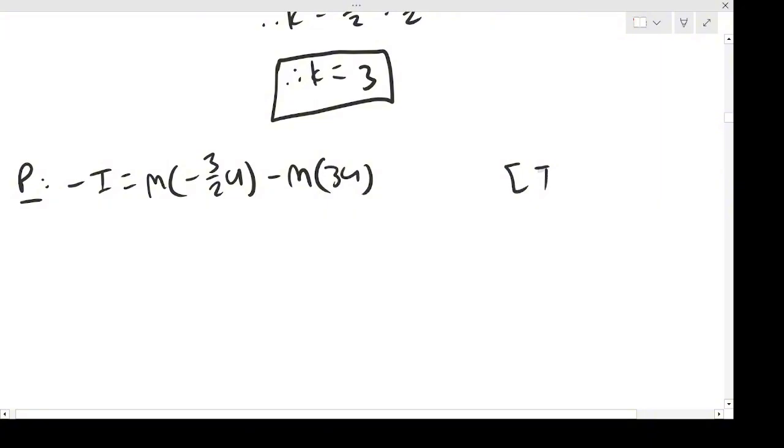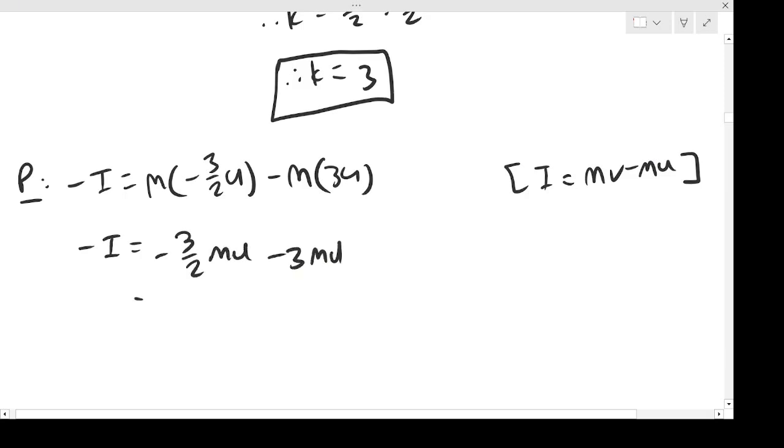So all I've done here is, again, the impulse is mv take away mu. Hopefully happy with the negatives, in the negative direction and so on. So now I can simplify this. Minus I is going to be minus 3 over 2 mu, take away 3 mu. Then I can collect the terms. Minus 3 over 2 lots of mu, take away 3 lots of mu, is minus 9 over 2 lots of mu. And then I can just get rid of the negatives to get positive I is 9 over 2 mu.